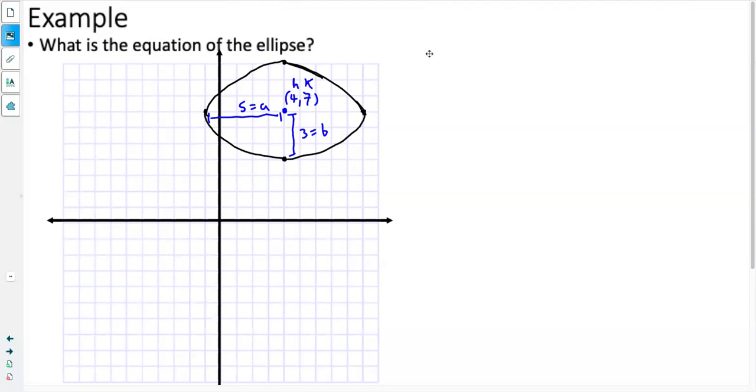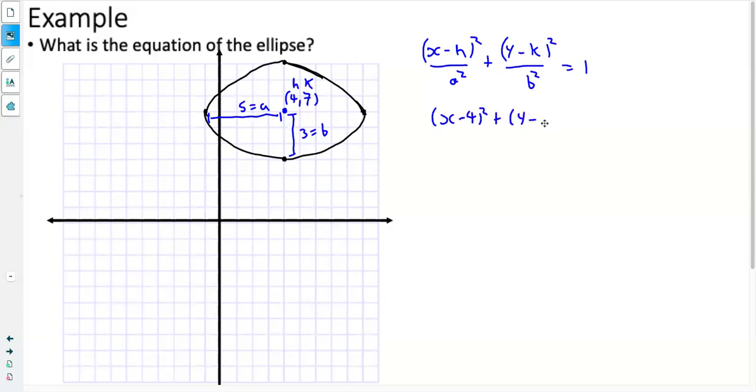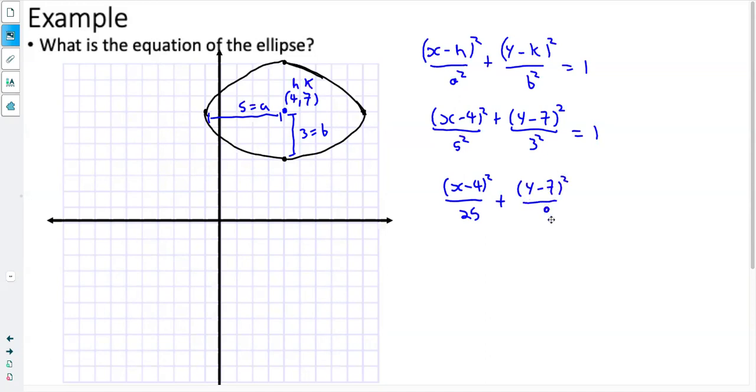So we have the equation of the form (x minus h) squared over a squared plus (y minus k) squared over b squared equals 1. So we've got x minus 4 squared plus y minus 7 squared. And our (x minus 4) squared is over a squared, so over 5 squared. (y minus 7) squared is over b squared, so over 3 squared, equals 1. We'll simplify this. So we've got (x minus 4) squared over 25 plus (y minus 7) squared over 9 equals 1. And this would be our equation of this ellipse.